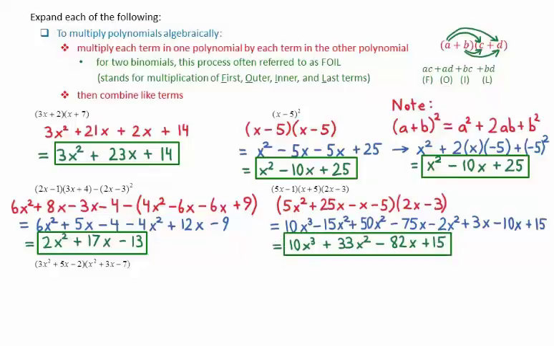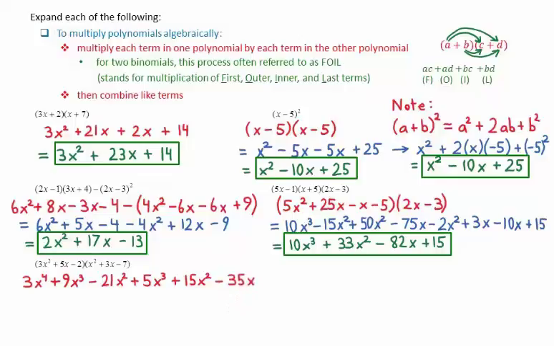For the last question, we have 2 trinomials multiplied together. Again, each term from the first gets multiplied by each term from the second. 3x squared times x squared gives 3x to the 4. 3x squared times 3x is 9x cubed. 3x squared times negative 7 is negative 21x squared. 5x times x squared is 5x cubed. 5x times 3x gives 15x squared.